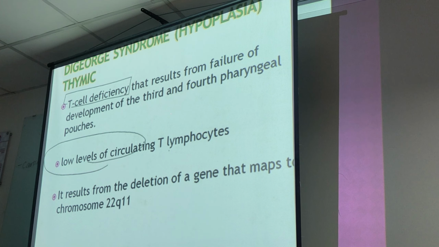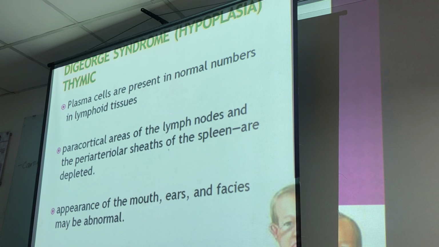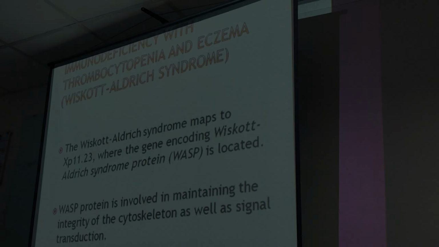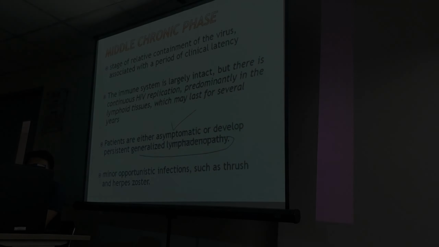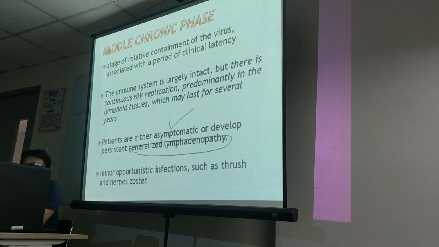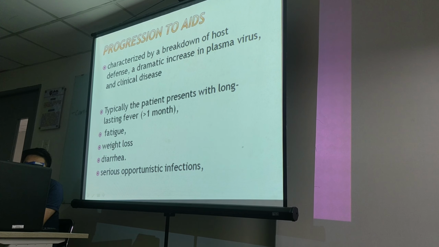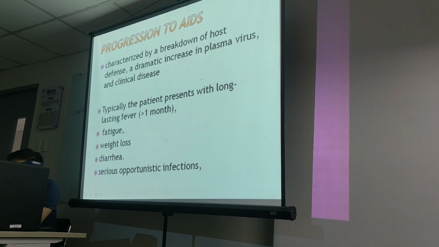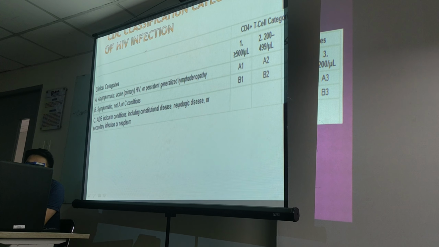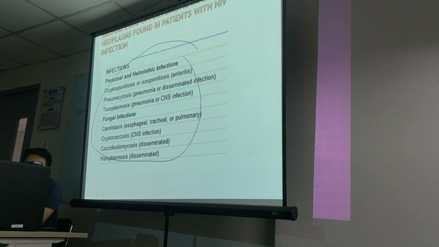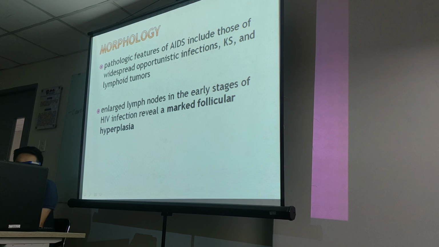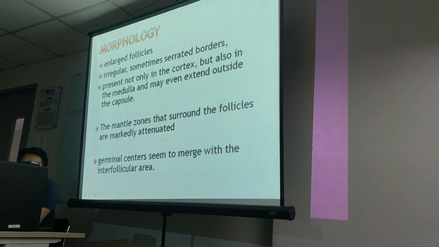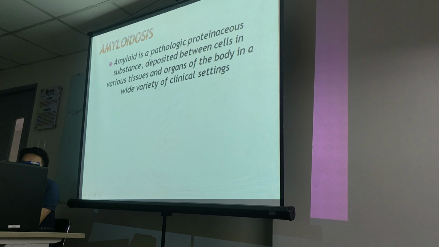Low circulating T cell numbers. It's because of a mutation in a protein involved in maintaining the integrity of the cytoskeleton and signal transduction. The lymph nodes will start to enlarge, and you may see the characteristic opportunistic infections. It progresses to AIDS when your CD4 T cell counts are depleted, and you now have your AIDS-defining infections. These are the pathologic features of AIDS. The morphology is not that important.